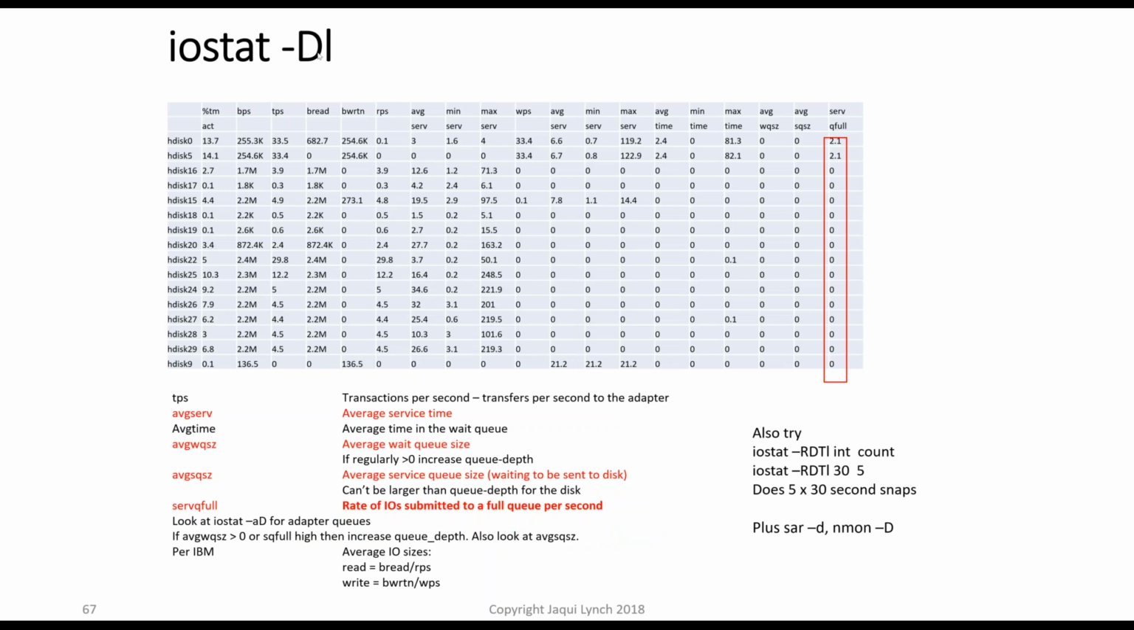If you run an IOStat-DL, you'll see the service queue full down on the right-hand side. That is no longer a count of how often it was full. It's actually a rate of the IO submitted to a full queue. So they actually changed what that means. So 2.1, I'm not so worried about, but if you start to see large numbers in here, this is an indicator that you want to increase your queue depth. And there's a number of different ways to look at it. There's the RDTL flag, there's SAR-D, NMON-D, so on. Or you can do an IOStat-DL.